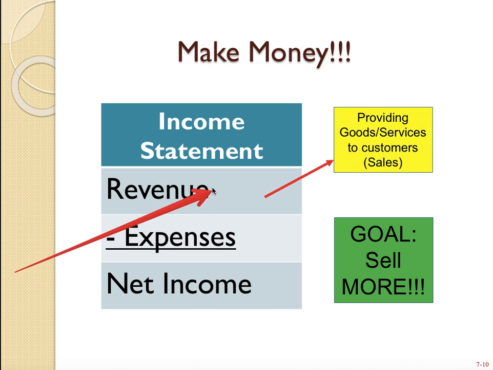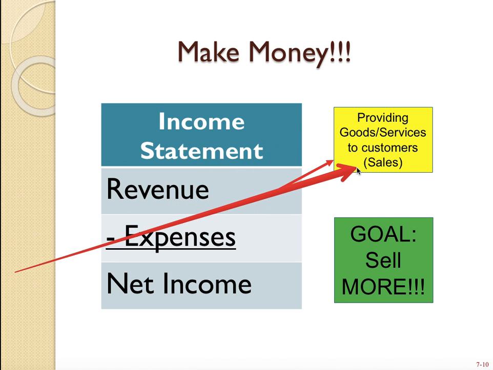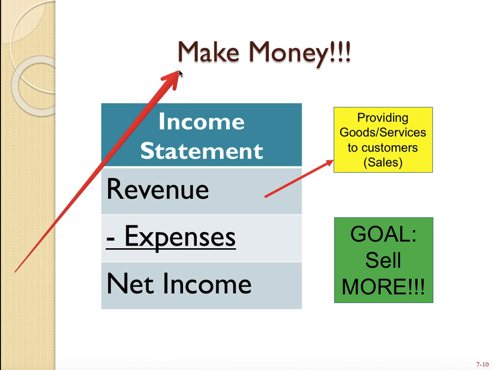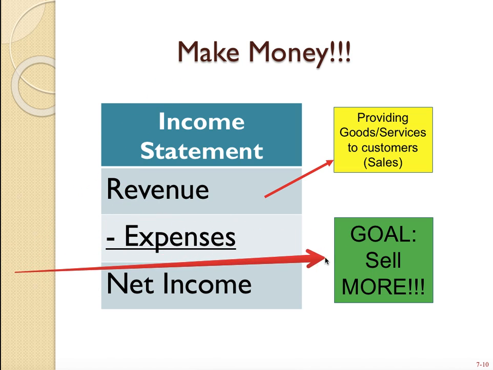So the first step really in making money is revenue. And to refresh your memory, revenue is providing goods and services to customers, or in other words, sales, right? Selling stuff to your customers. So if a company wants to make money, their ultimate goal is always to sell more. They're always trying to sell more, okay?